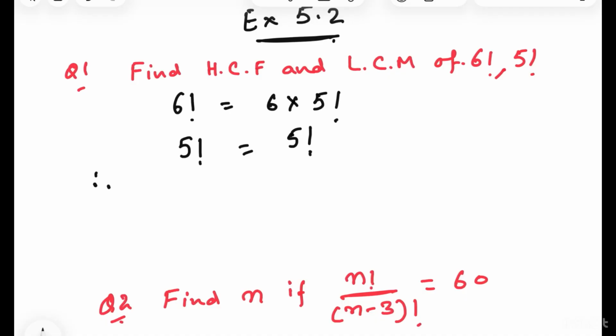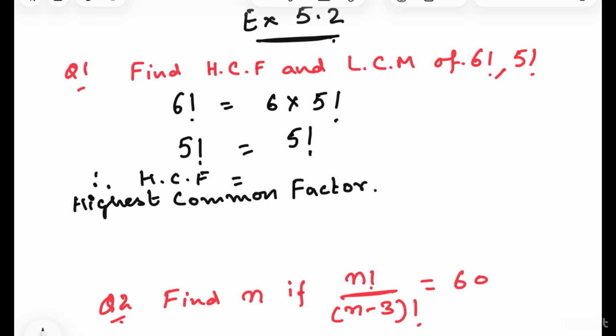Now, exercise 5.2, question number 1. Find HCF and LCM of 6 factorial and 5 factorial. देखिए क्या होता है आपका HCF, highest common factor, ये होता है ना. अब HCF का क्या meaning है? जो सबसे बड़ा number जो first term को भी divide करे और second को भी करे. तो 5 factorial first term का भी factor है, second का भी factor है, हमें दिख रहा है 6 into 5 factorial और second term हमारी 5 factorial ही है. जैसे highest common factor is equal to 5 factorial.